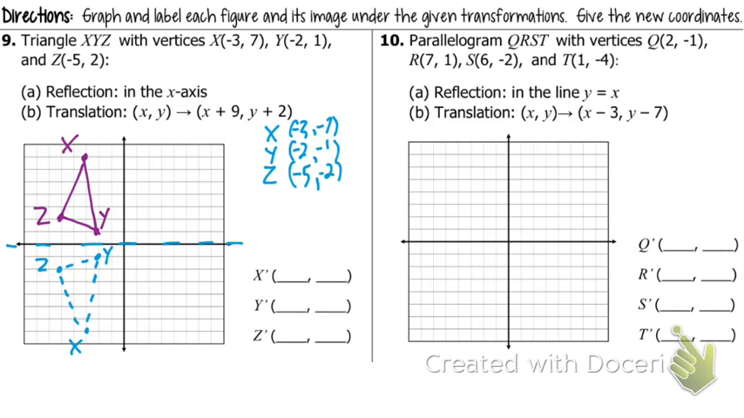Questions on how we got to this point? So now we do the translation. So what am I doing with all my x values? Adding 9. So -3 would become 6. So my x prime is 6.